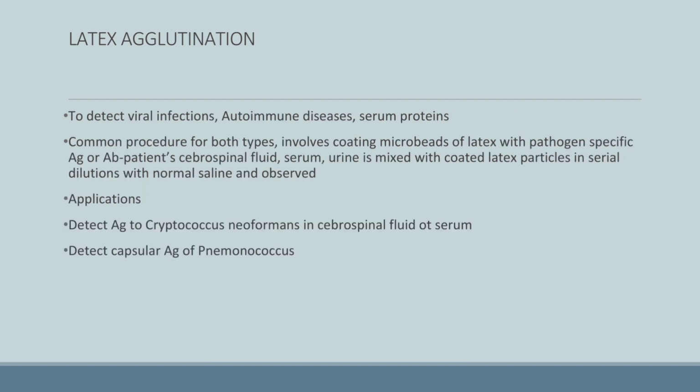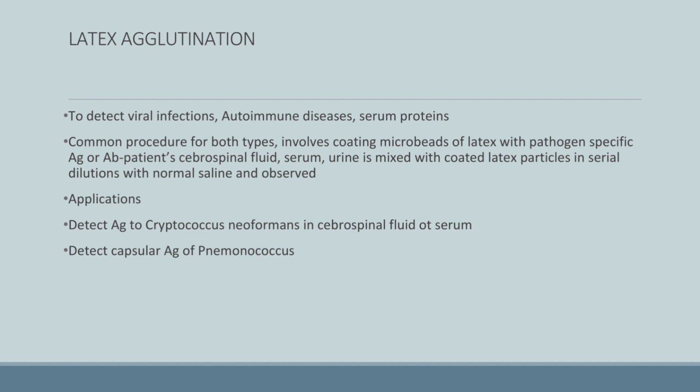This latex agglutination test is used to detect viral infections, autoimmune diseases, and serum proteins. For both antigen and antibody detection, common procedures are involved. It involves coating microbeads of latex with pathogen-specific antigen or antibody. The patient's cerebrospinal fluid, serum, or urine is mixed with coated latex particles in serial dilutions with normal saline and observed for agglutination.